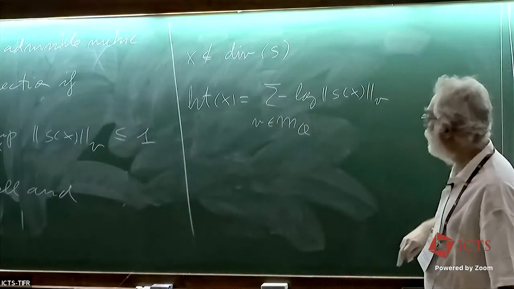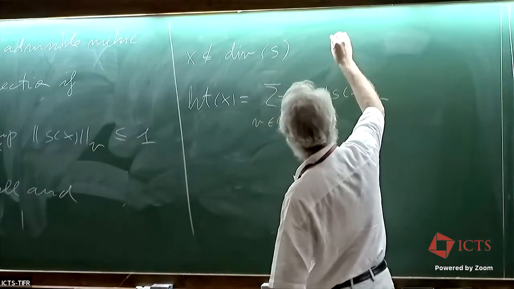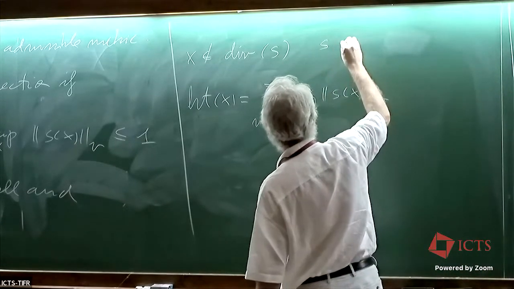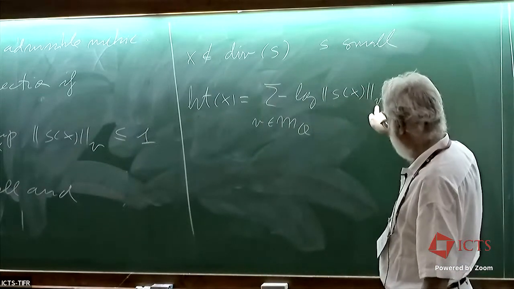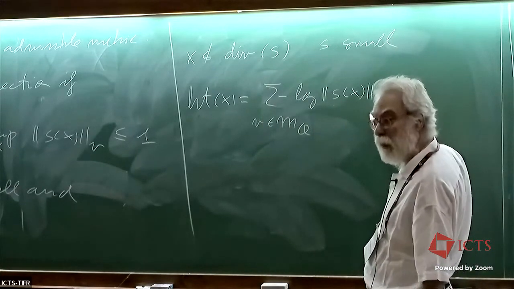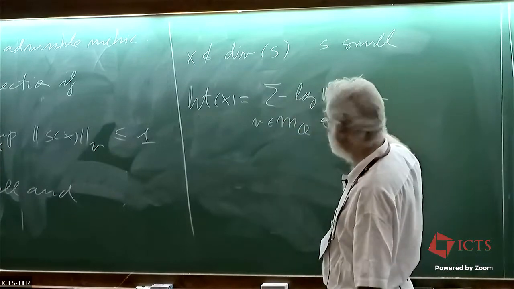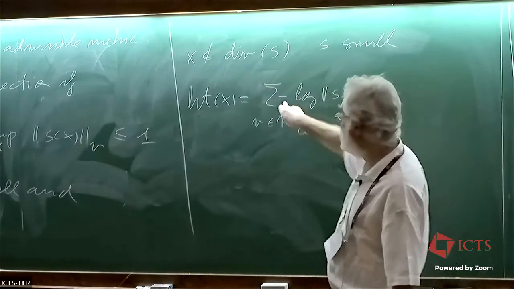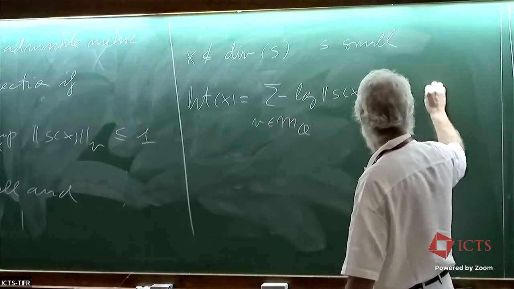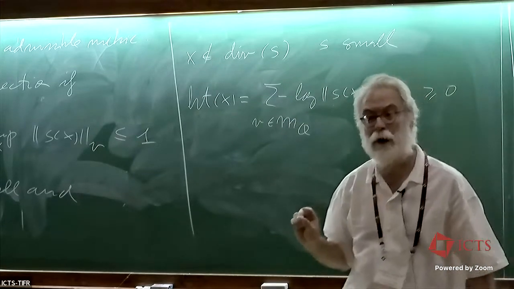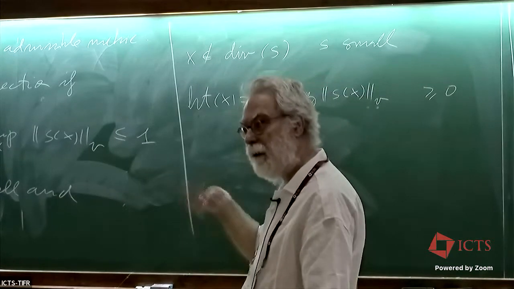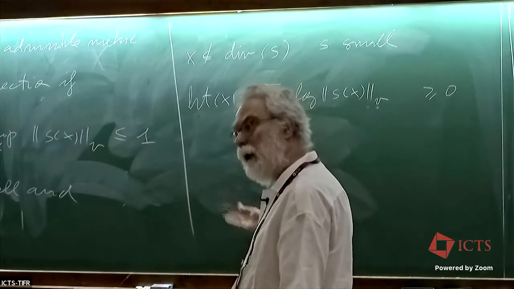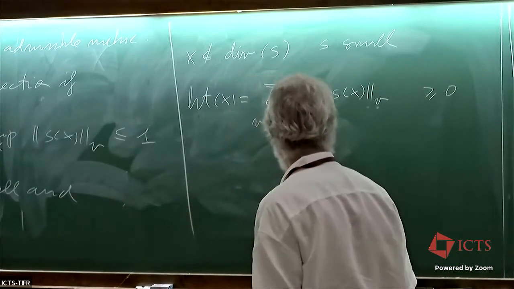Now, imagine that I have a strictly small section. So, if S is small, then this means that what is inside the logarithm is smaller than one, which means that the logarithm is negative. Since I have a minus in here, I get that this is automatically positive. So if I have a small section, I know that all the points outside the support of the divisor of the section will have positive height.